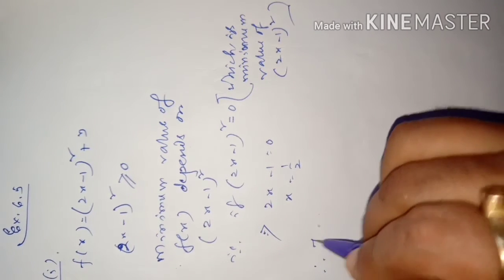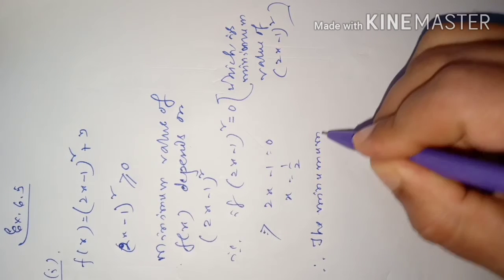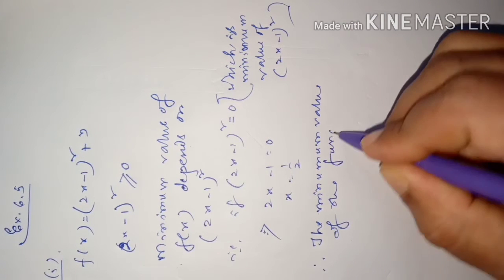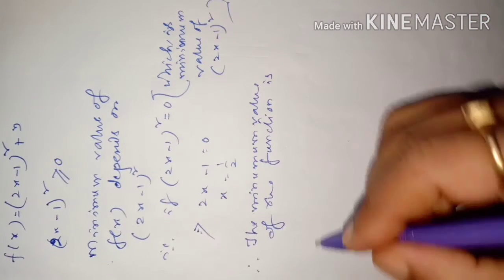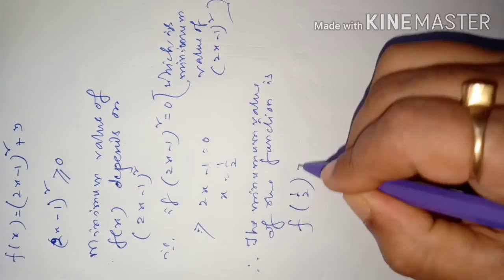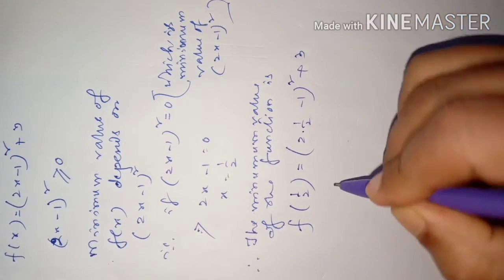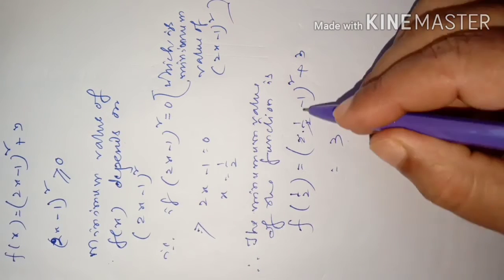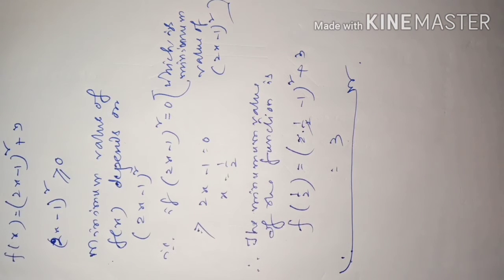Therefore, the minimum value of the function is f(1/2), which is equal to 2(1/2 - 1)^2 + 3. That is equal to 3, because this will be 0: 1 minus 1 is 0, so it is 3. So therefore the minimum value is 3 only. This is our answer. Okay, dear students, let's go to one more question.